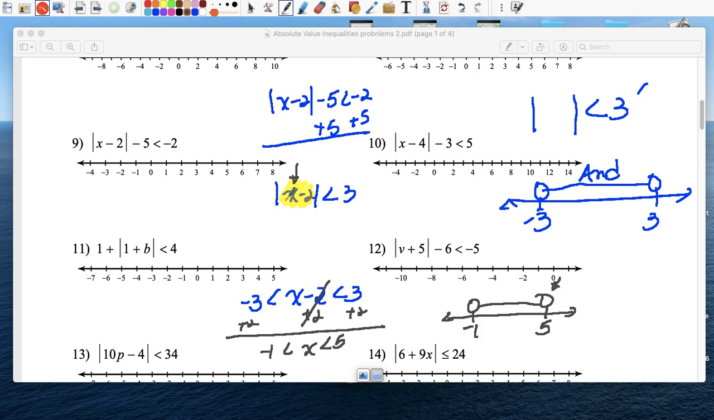-1, well, -1 minus 2 is -3. Take the absolute value of that, you get 3, and that's definitely not less than 3. So we're restricted: the x values can be any value between -1 and 5. So between -1 and 5.